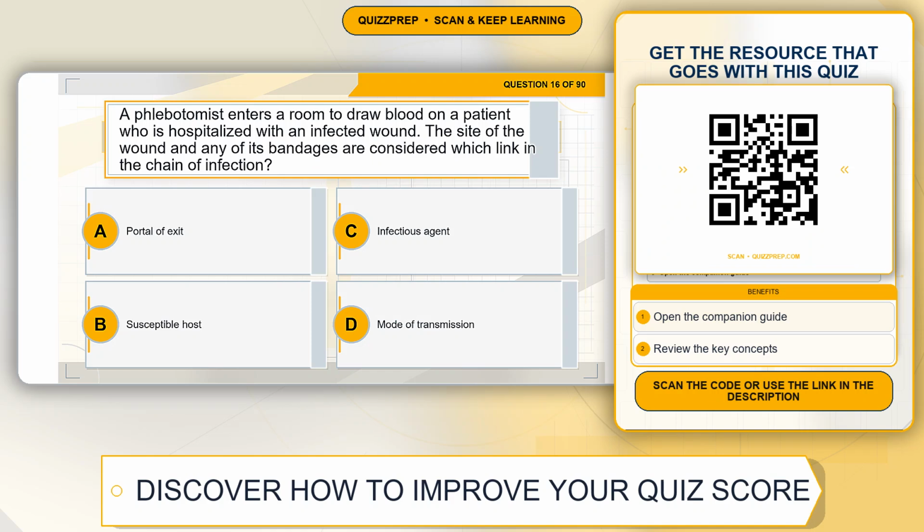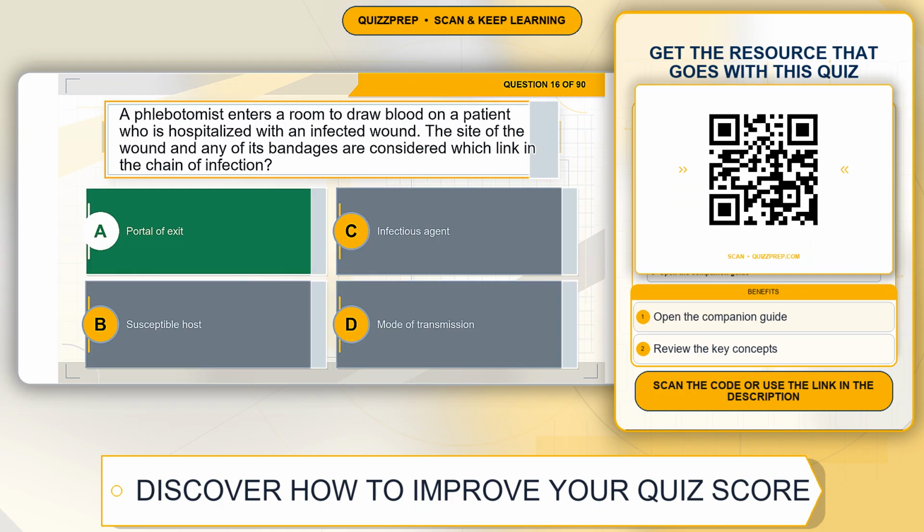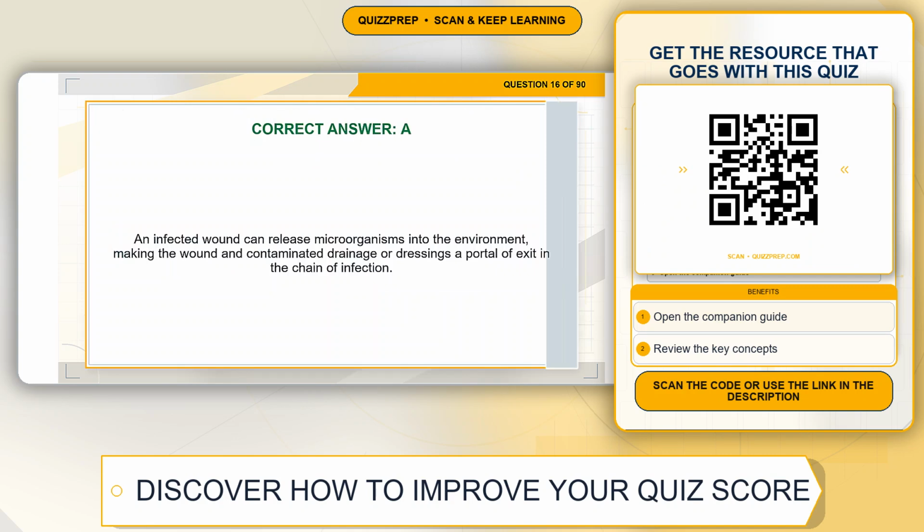Question 16. A phlebotomist enters a room to draw blood on a patient who is hospitalized with an infected wound. The site of the wound and any of its bandages are considered which link in the chain of infection? Option A, portal of exit. Option B, susceptible host. Option C, infectious agent. Option D, mode of transmission. The correct answer is option A, portal of exit. Explanation. An infected wound can release microorganisms into the environment, making the wound and contaminated drainage or dressings a portal of exit in the chain of infection.